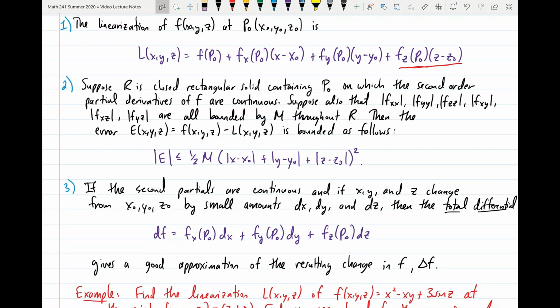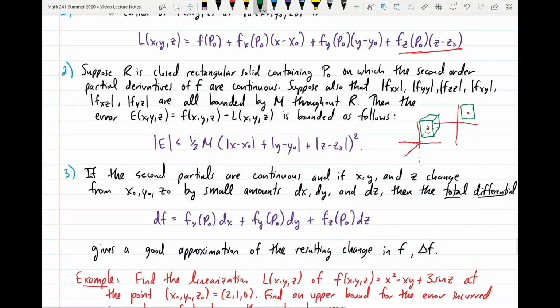The second thing to note when we're generalizing to functions of 3 variables is that we want to generalize our error bound. So suppose in this case that R is a closed rectangular solid that contains the point P naught. Remember from before, we had that rectangle R that was enclosing our point in the plane. In this case, we're going to be talking about a point in 3 dimensions, and I'm already sure that this drawing is going to be pretty bad. But let's say that we have some point in 3 dimensions, which I'll draw in red here. Then we're going to be talking about a cube, basically, or a rectangular prism that is containing that point. Hopefully something like this. Yeah, that's not too bad.